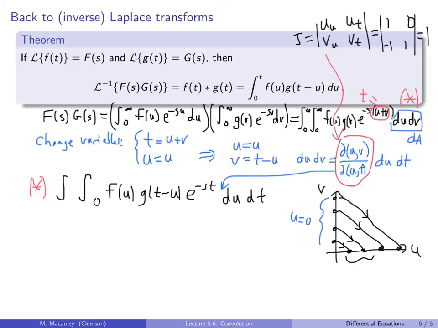These points are where v equals 0. So what does that mean? When v equals 0, let's go back over here, that means u equals t. And again, that's because t equals u plus v. So we're integrating from u equals 0 to u equals t. Kind of strange, I know.